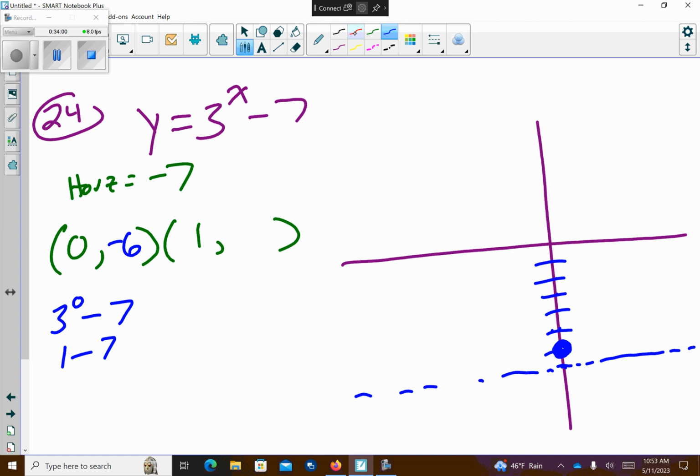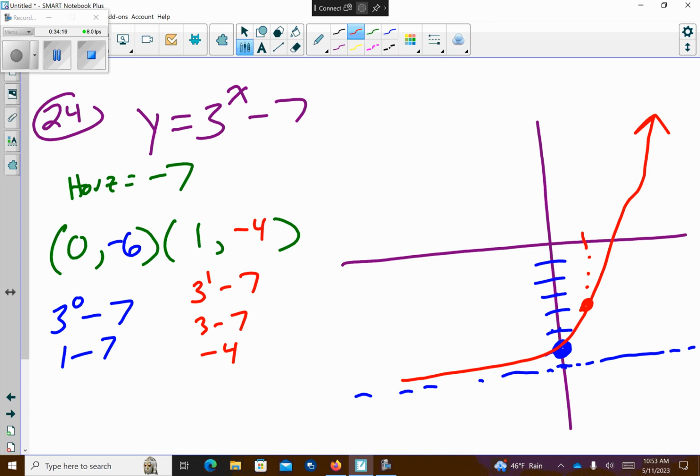All right, let's plug 1 in. 3 to the first minus 7. 3 to the first is 3. 3 minus 7 is -4. So 1, -4. 1, 2, 3, 4. Growth or decay? Growth.